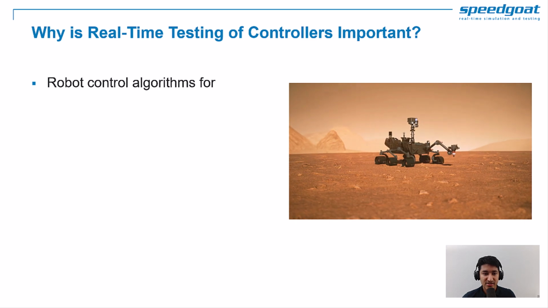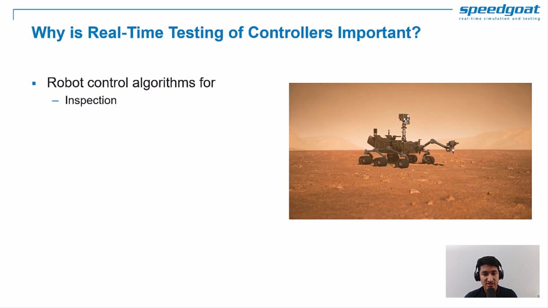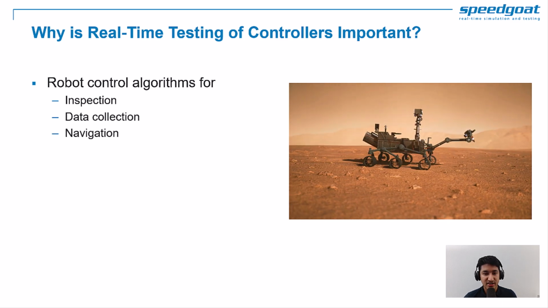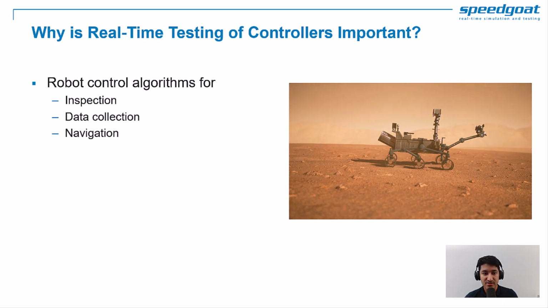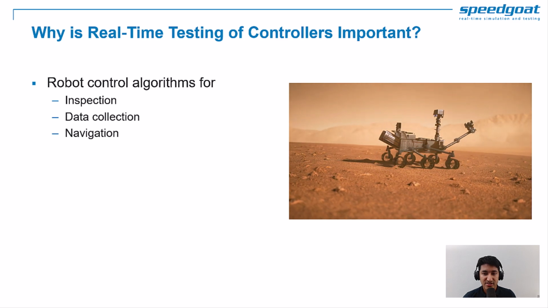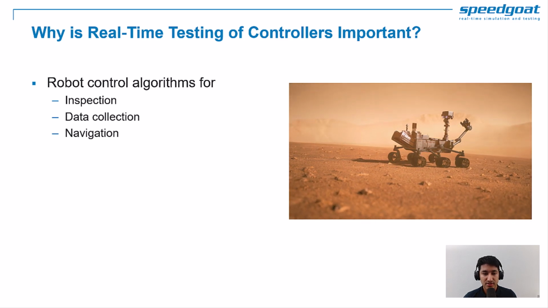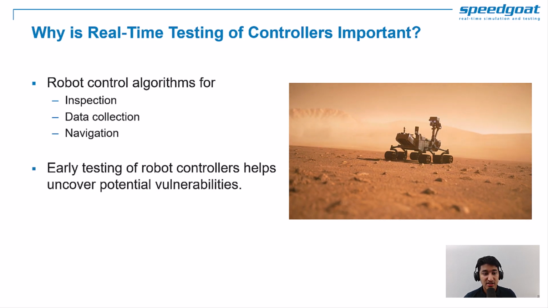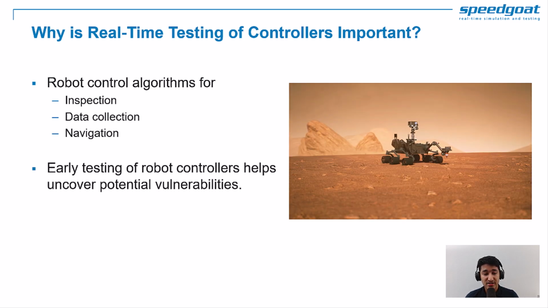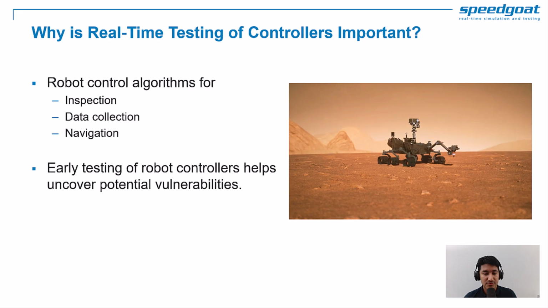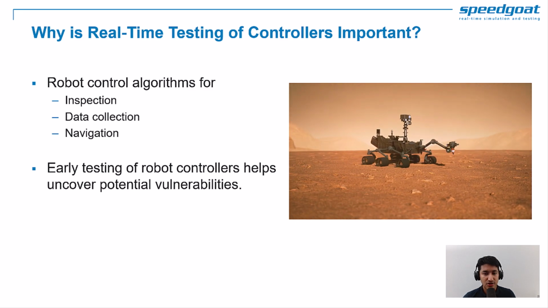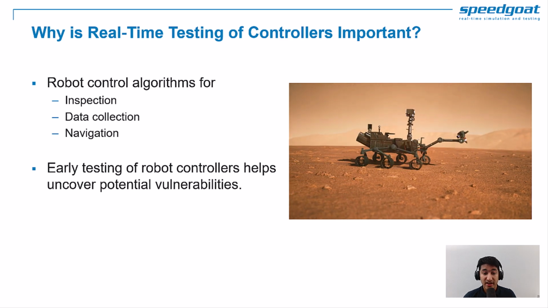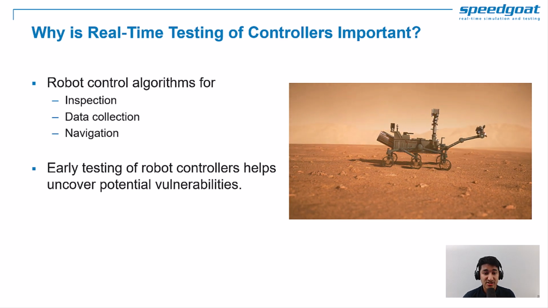The robot here is designed for tasks like inspection, data collection, and navigating through challenging rocky terrains or debris-filled environments, which require real-time adjustments to its control algorithms. By testing the controllers early in your development journey, engineers can identify and address potential issues such as balance problems, sensor miscalibration, or response delays before deployment. This tells you why real-time testing of controllers is essential.